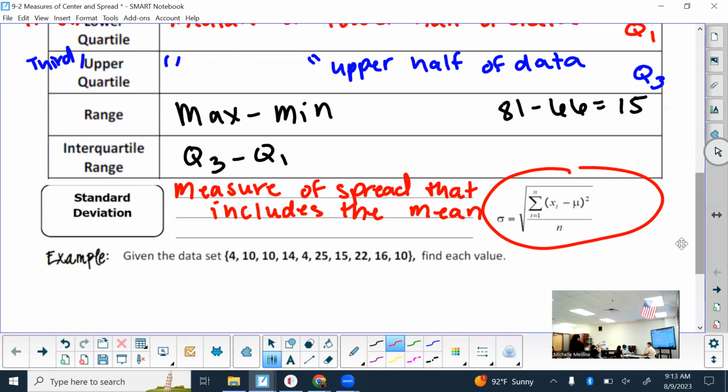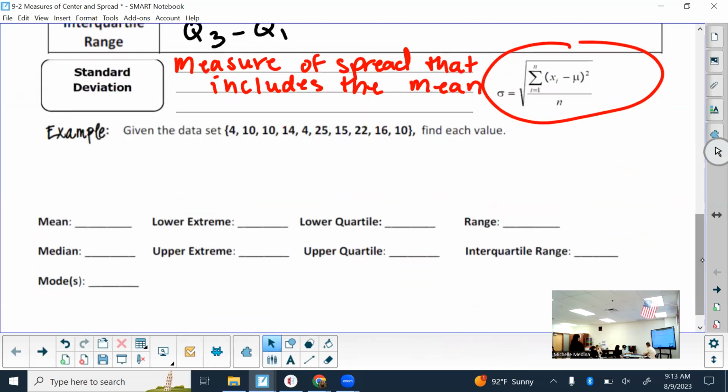Let's do just one example today. So this one down here, we have a given data set. And we have to find all of these different things about it. So I'm going to let you just try it without me giving you much more guidance than the definition, and we'll see how you do. So as much of these as you can figure out based on this data set, fill them in. Which one is to identify? The lower and the upper extreme. What's my lower extreme? And my upper extreme?